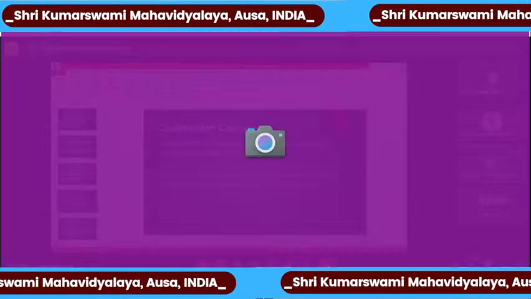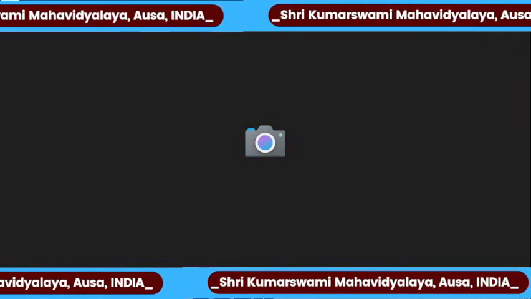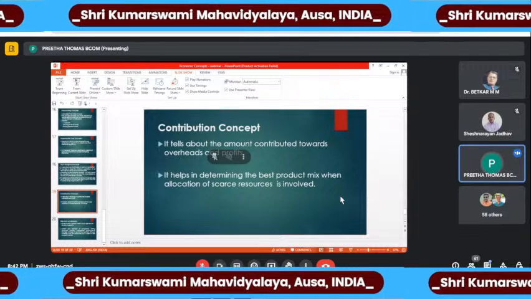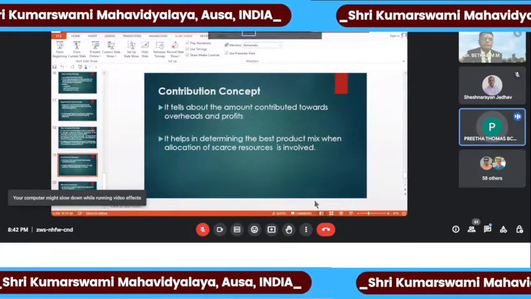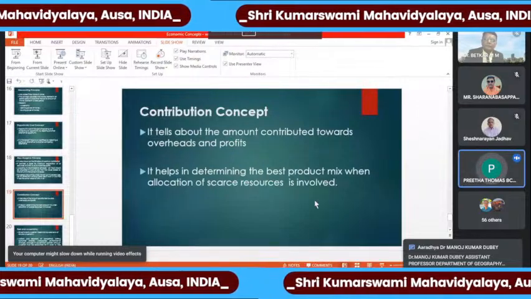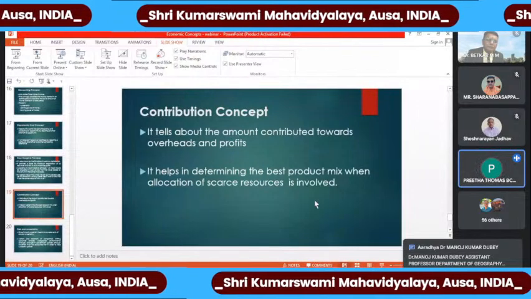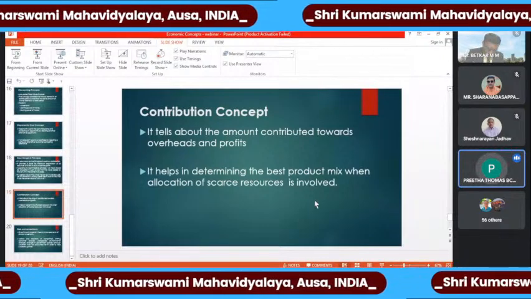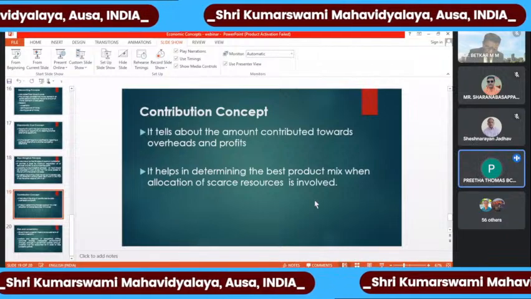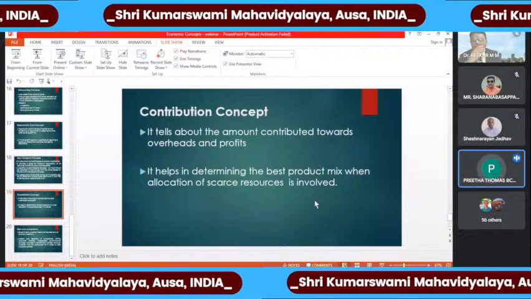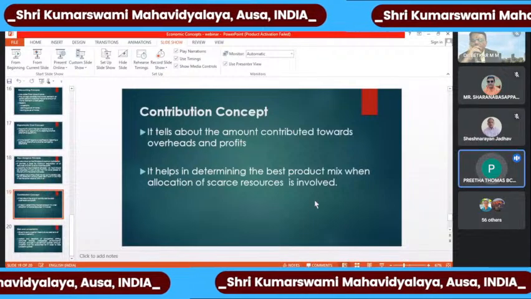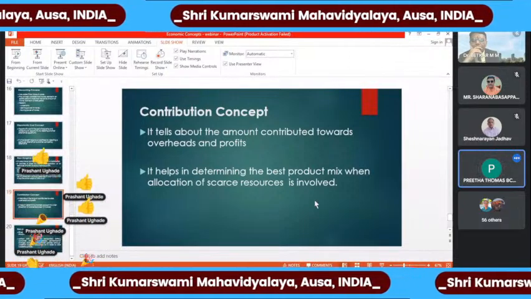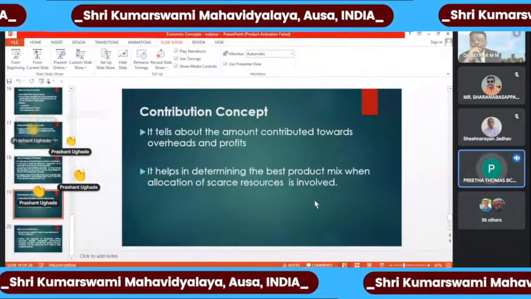In all this, what we have to consider is the contribution of that product, right? The contribution of that plant, right? That contribution concept has to be taken into consideration. So unit contribution is the incremental revenue per unit minus the incremental cost per unit. So whenever we are trying to take a decision, right, accept a new order, introduce a new product, shut down a plant, in all this, we should take the contribution concept into consideration.